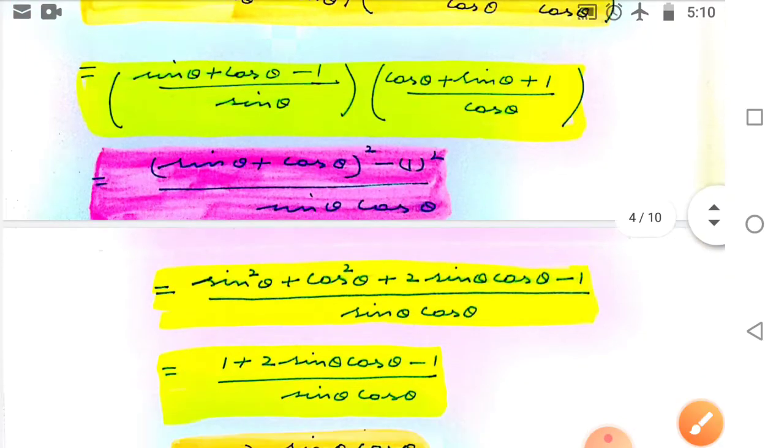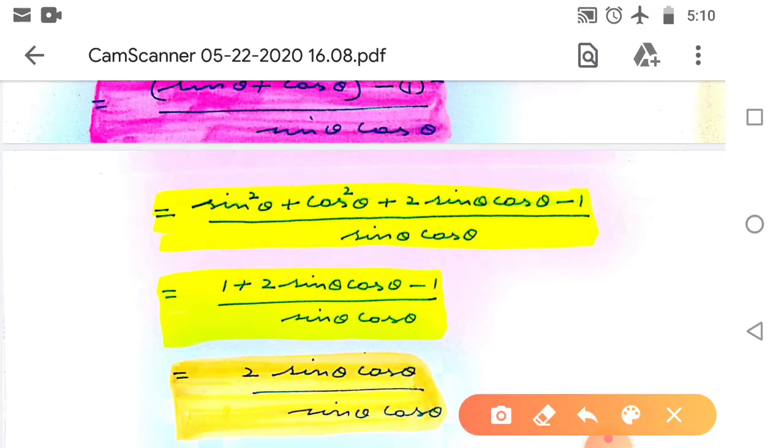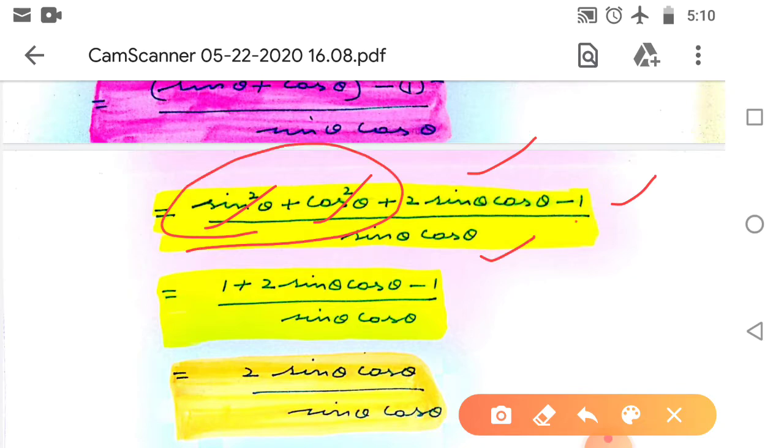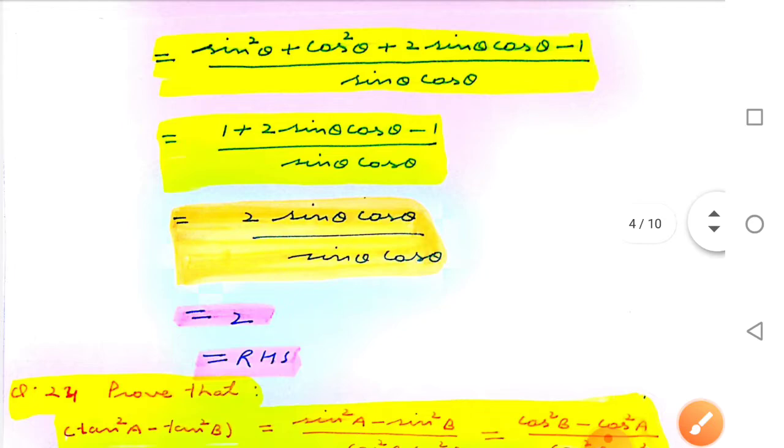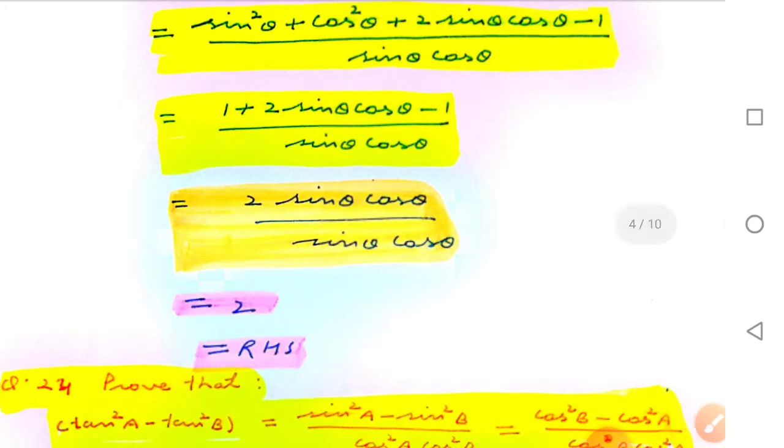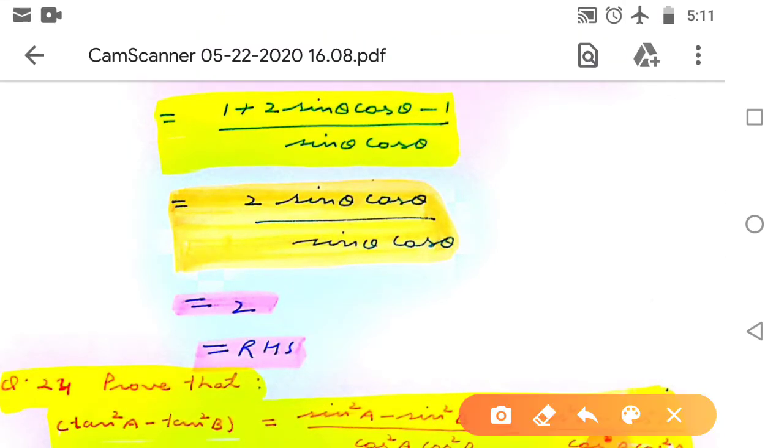Now open the bracket, apply a plus b whole square here. So sin square theta plus cos square theta plus 2 sin theta cos theta minus 1 upon sin theta cos theta. But we know that sin square theta plus cos square theta is 1, right. So 1 plus 2 sin theta cos theta minus 1 upon sin theta cos theta, this is gone. So 2 sin theta cos theta upon sin theta cos theta, clear, and that is equal to 2, right. So it's done.